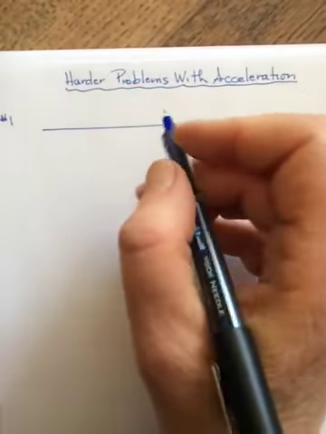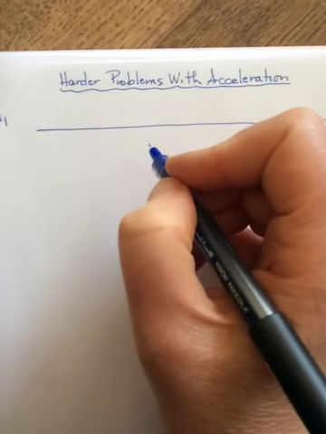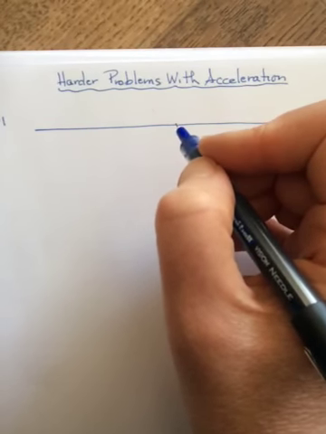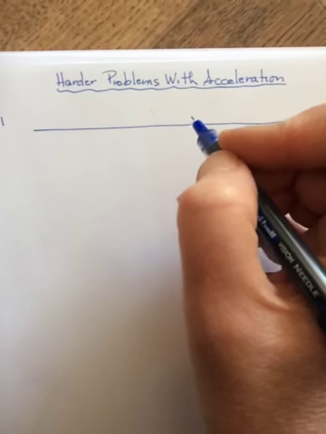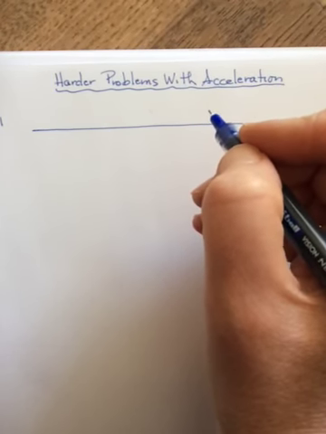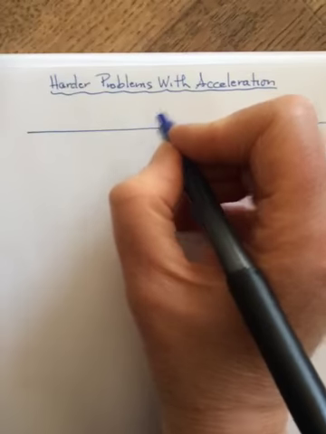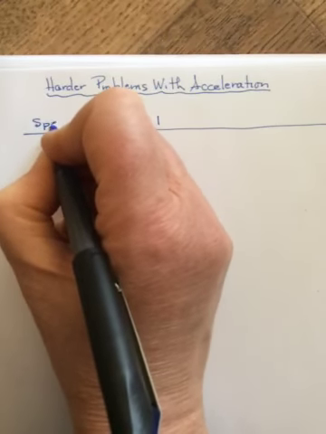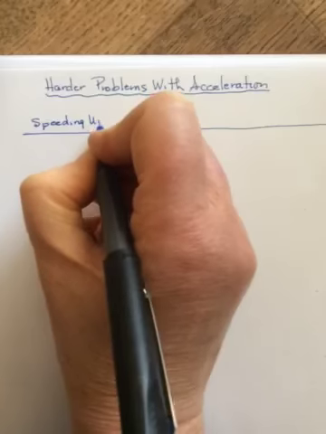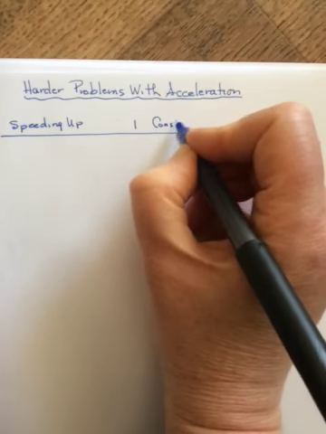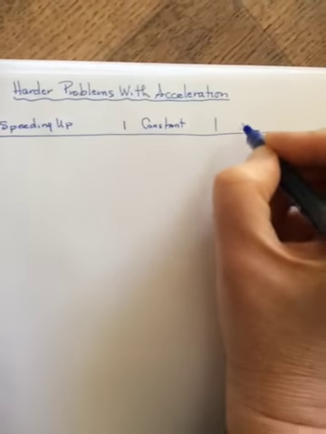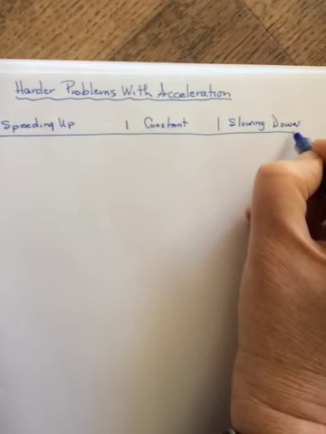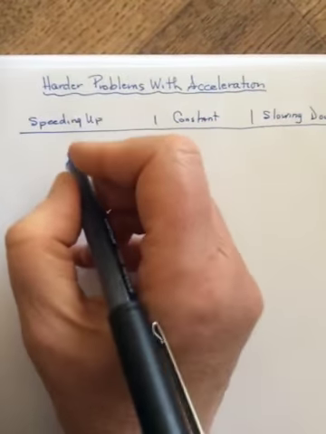So number 1 first. A train starts from rest, accelerates to a speed of 30 meters per second in only 15 seconds. Continues at this speed until it's gone a distance of 6,000 meters from its start. Slows down at this point at a rate of 2 meters per second squared till it stops. So the first thing is how many sections, and there's 3. There's speeding up, there's constant, and then there's slowing down. Okay, so the most important thing is to go through the question and pick out your givens for each part.